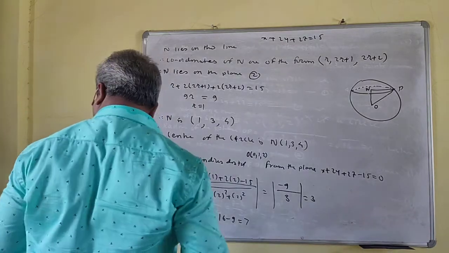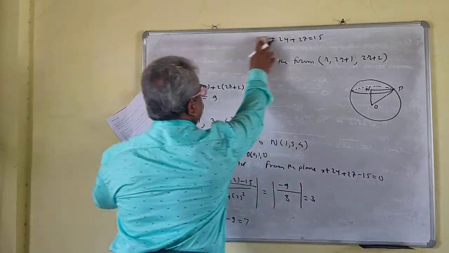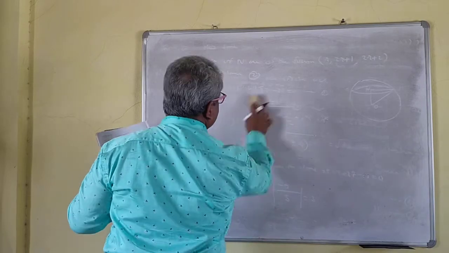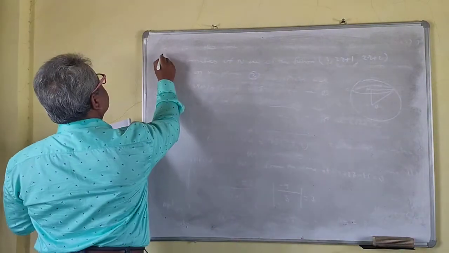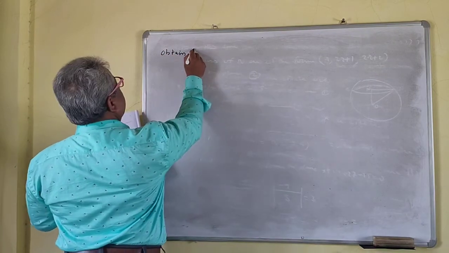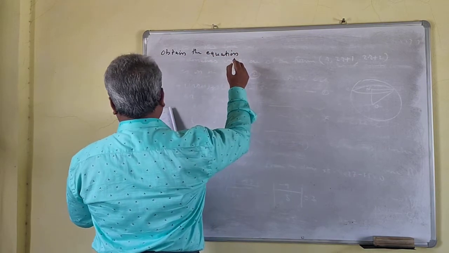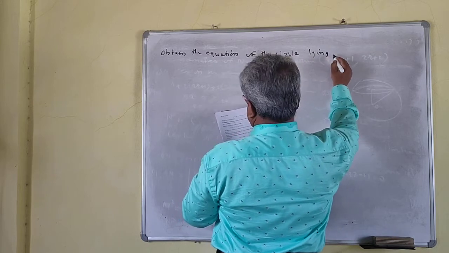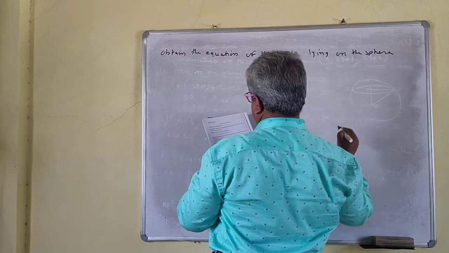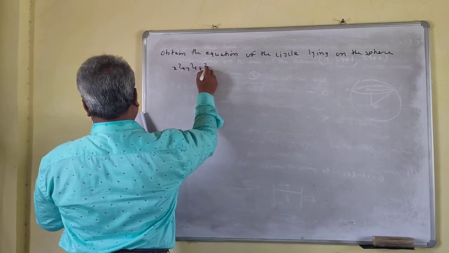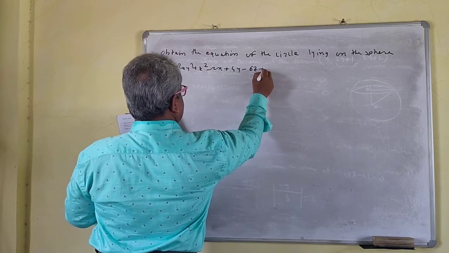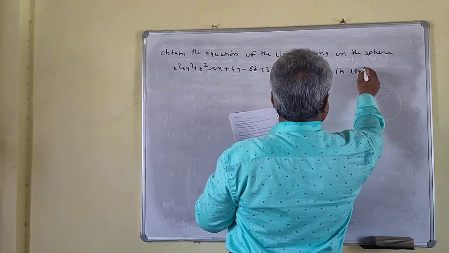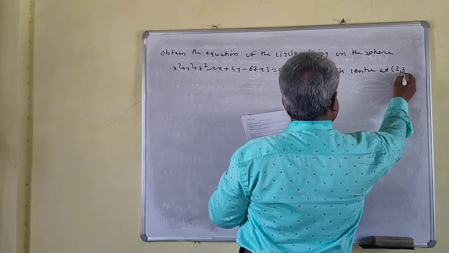Okay. We'll take the next problem. Obtain the equation of the circle lying on the sphere x square plus y square plus z square minus 2x plus 4y minus 6z plus 3 is equal to 0, and having its center at (2, 3, minus 4).